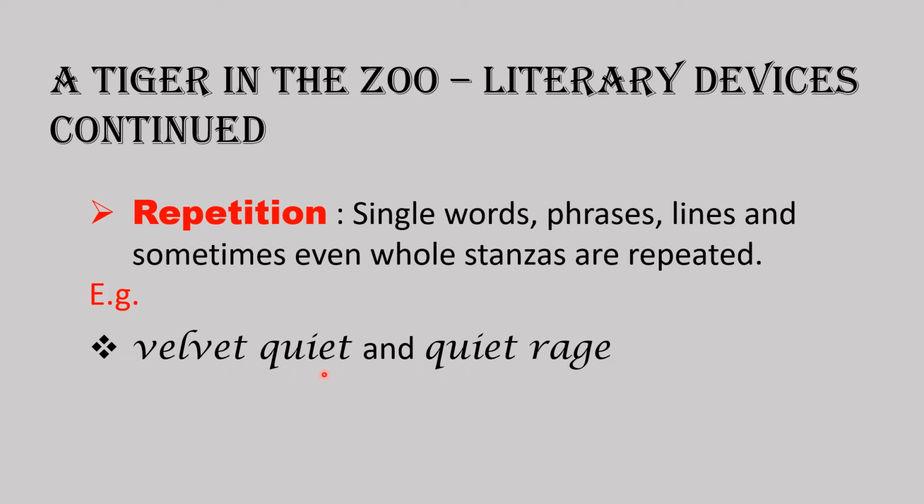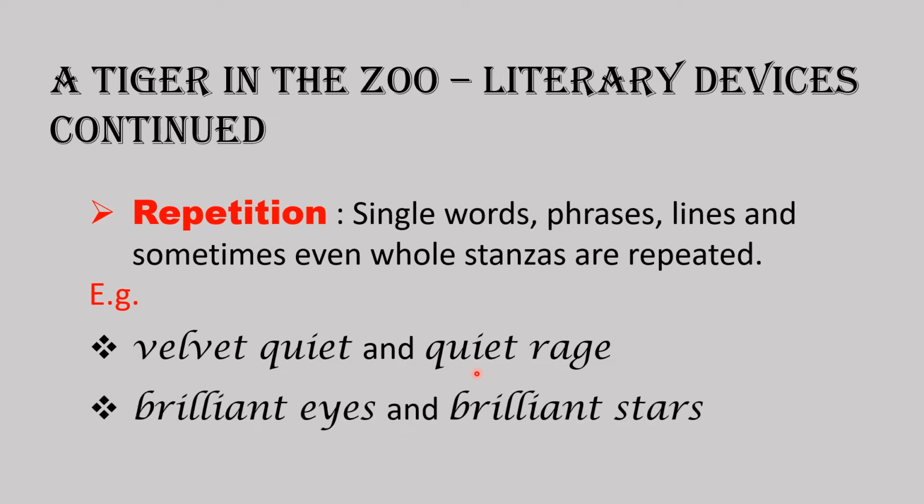Why is the word quiet repeated? Because the poet wants to emphasize through these words that there is a lot of silence in the zoo, even though the tiger is present there, as compared to the forest, where the tiger's presence will create a lot of noise. First, the birds or animals will shout or scream, and secondly, the lion himself will roar.